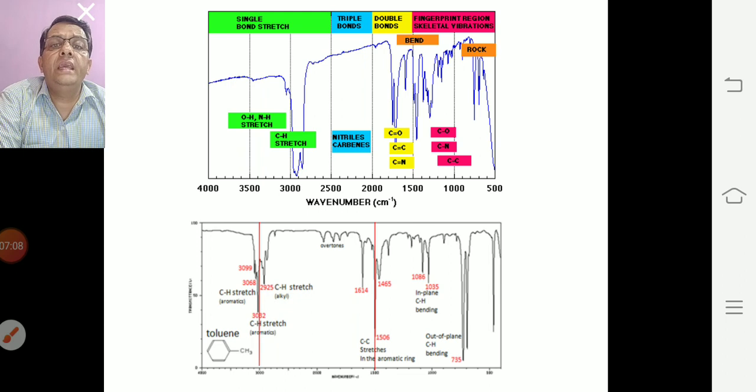And then we can see a very sharp needle-like signal at around 2100 to 2300 per centimeter that could correspond to C triple bond C and C triple bond N. Now here we have a signal at around 2700 to 2800, that is really hard to interpret, and this is an aldehyde. Sometimes this signal occurs, but actually we don't have an aldehyde.